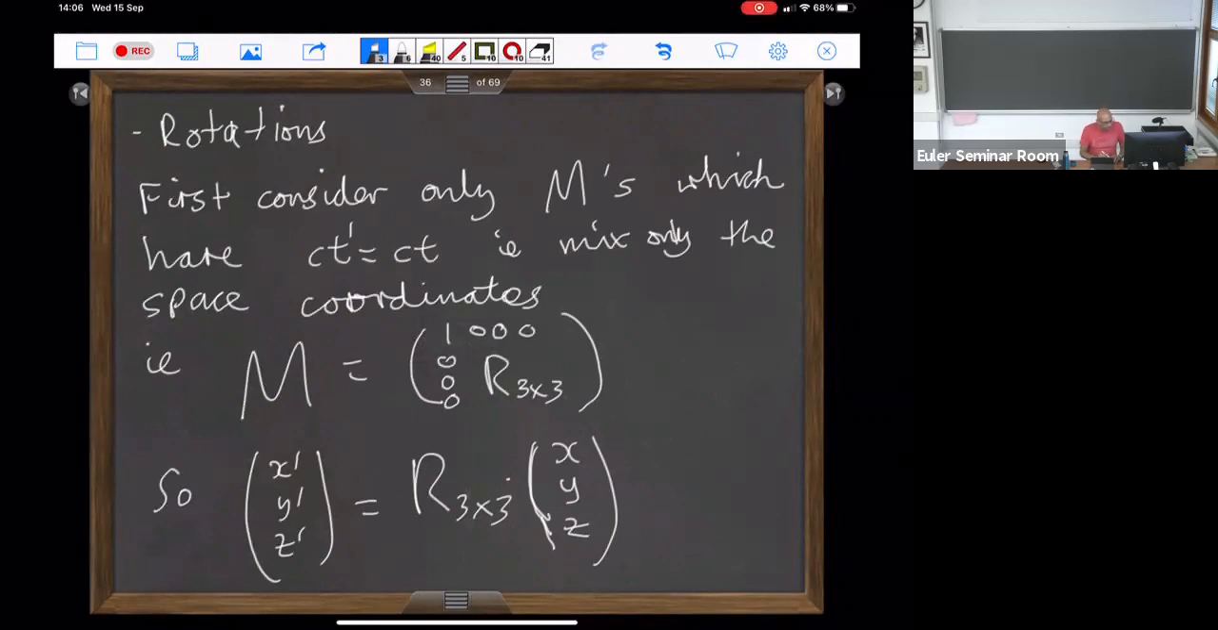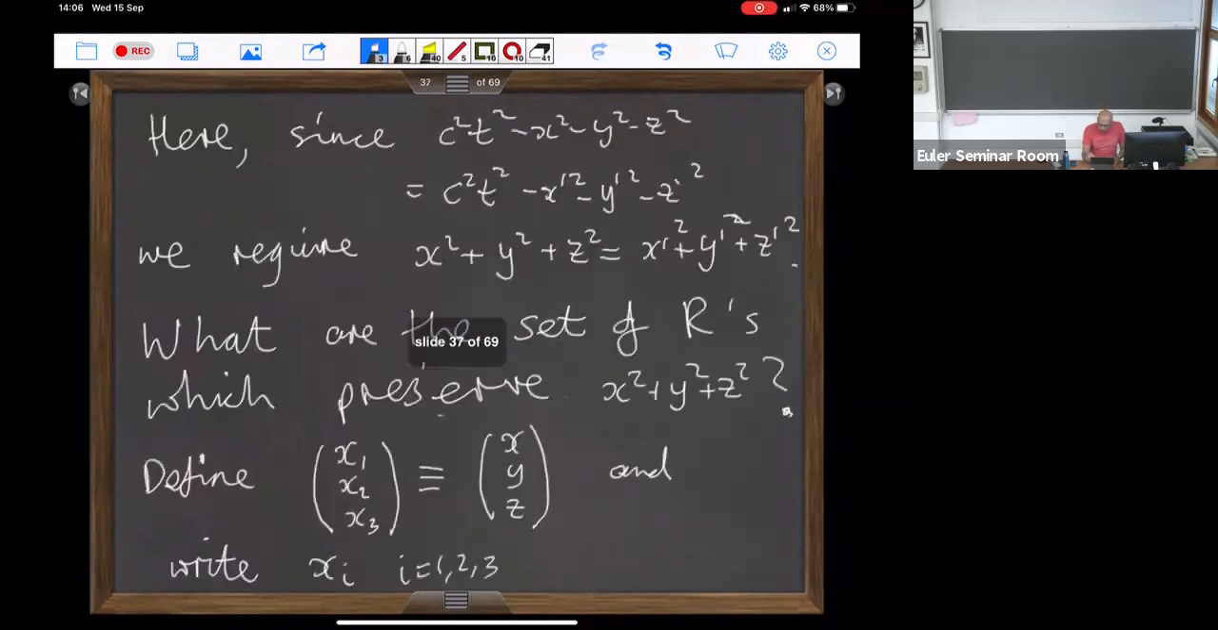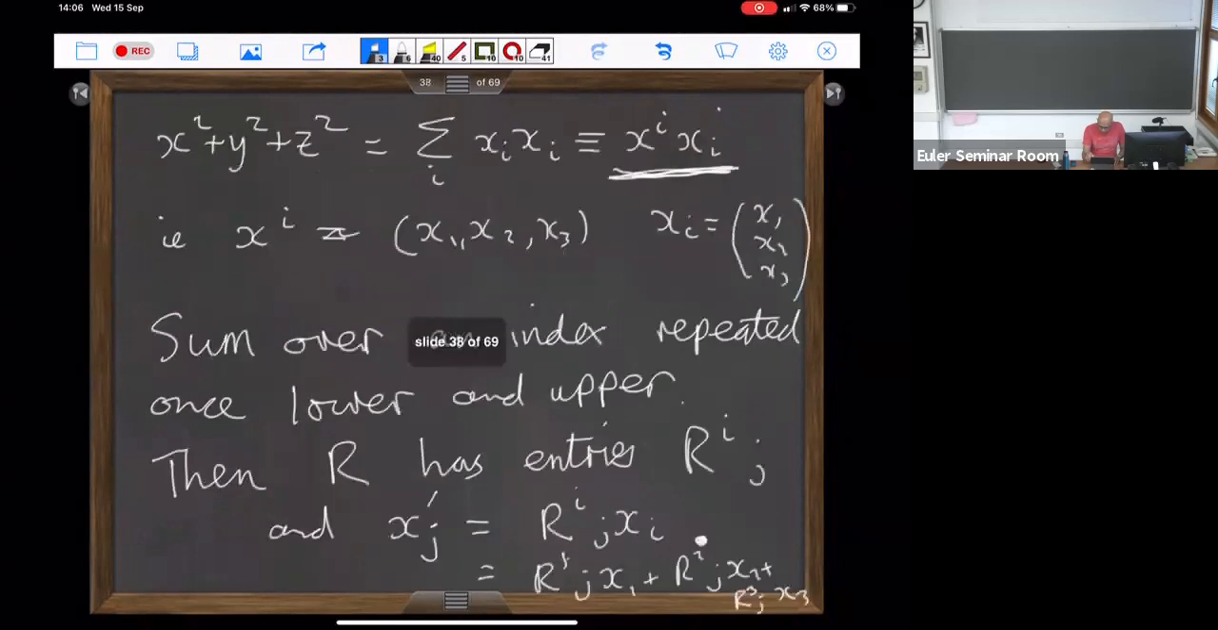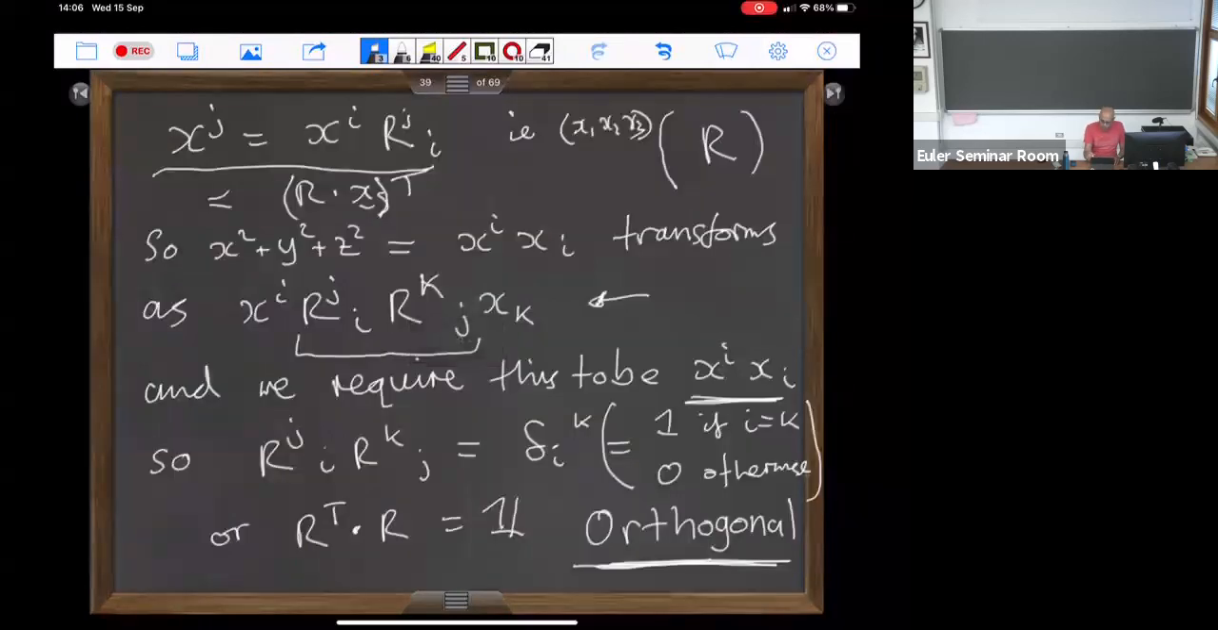Did we already start rotations yesterday? Yes, we did. So anyway, let's pick up. How far did we get? Oh, we had this already, right? The convention.